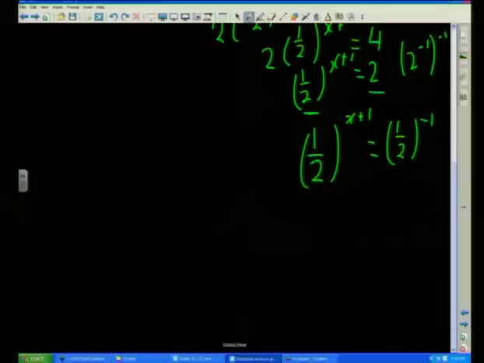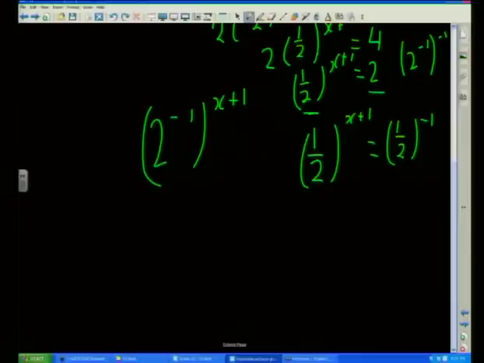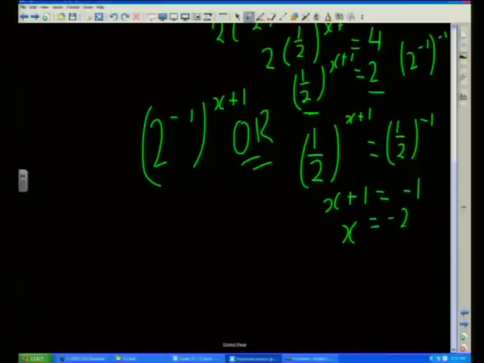If you don't like that and you prefer to stick with the 2, the other way you could have done this is to change the left-hand side. Okay, so this is the other way. You could have said a half is 2 to the minus 1 and raised that to the x plus 1, and then your bases are the same on both sides. So we could have either changed it to the 2 or changed it to a half. I've just chosen to change it to a half. So therefore I get x plus 1 is equal to minus 1, and therefore x is equal to minus 2.